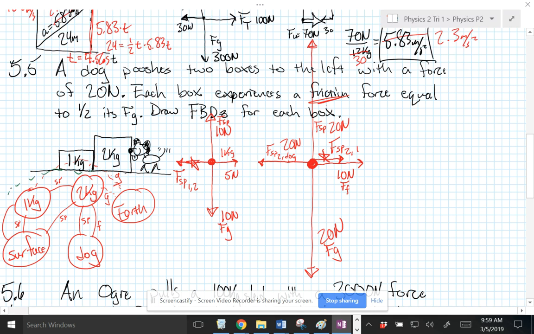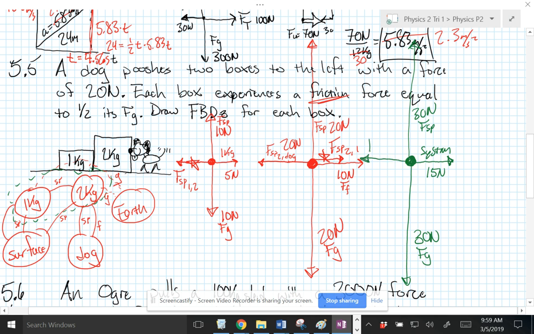And I'm going to put a system boundary around 1 and 2. And so my system is 3 kilograms. So this is 30 newtons of FG. This is going to be 15 newtons of friction. This is going to be 30 newtons of push. And then in the forward direction, I've got a push of 20 newtons from the dog. I don't have to worry about the force pair because that's inside the system right now.